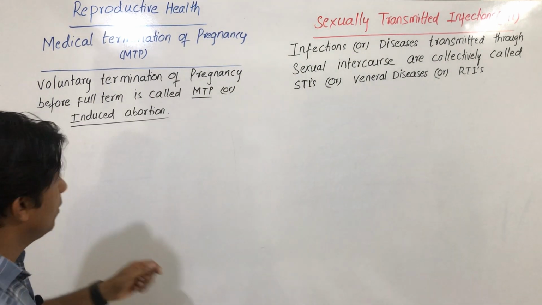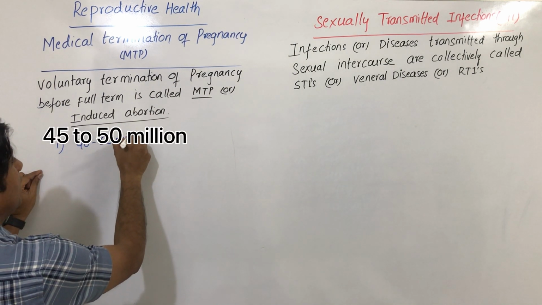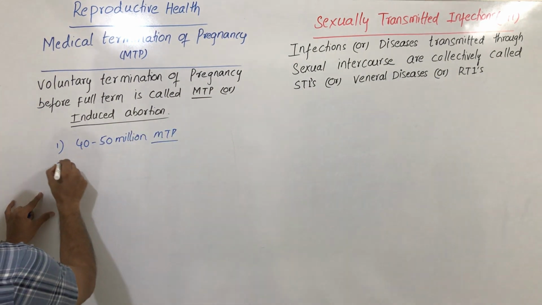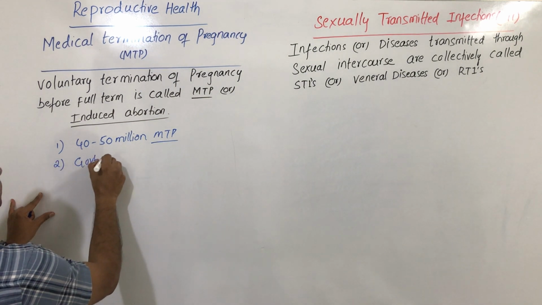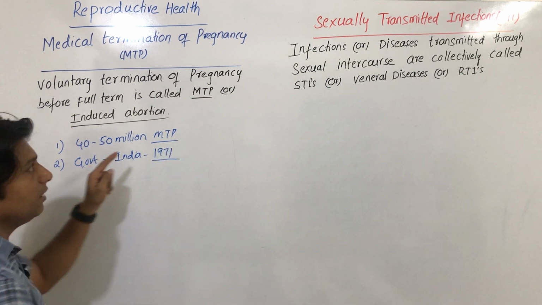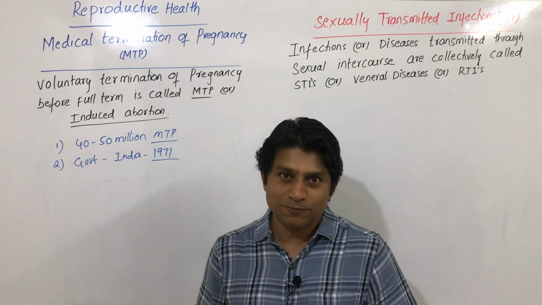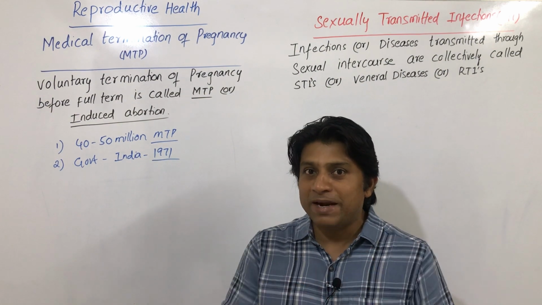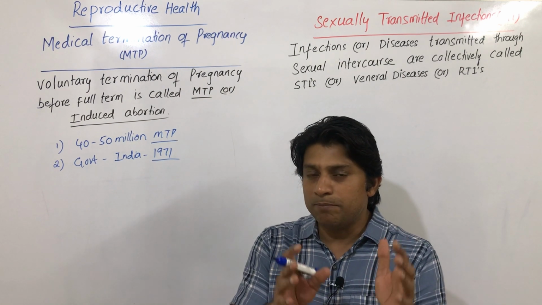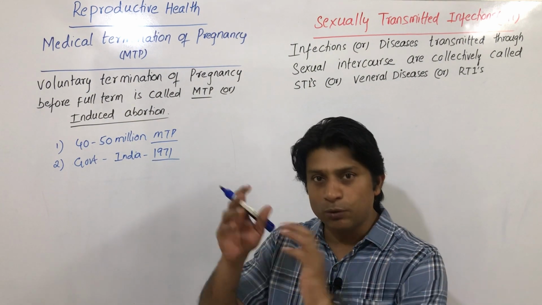So every year worldwide, 40 to 50 million MTPs are performed, right? So the government of India in the year 1971 legalized MTPs under some strict conditions to avoid its misuse. Now the question is, what kind of medication or how do we perform this particular technique? We have discussed some methods, some kind of medication or some procedures, in the contraceptive methods. You can go through it.